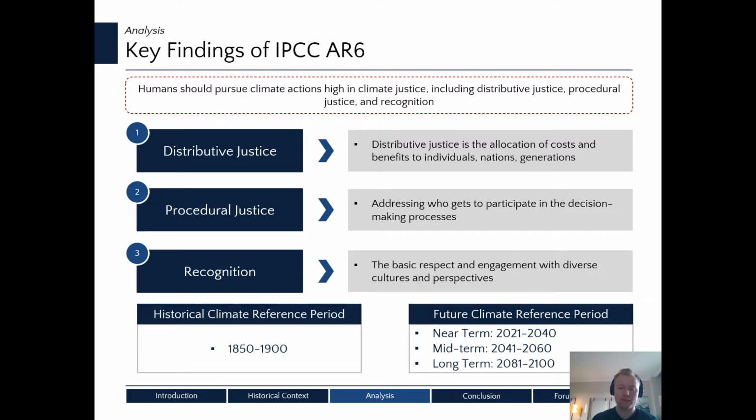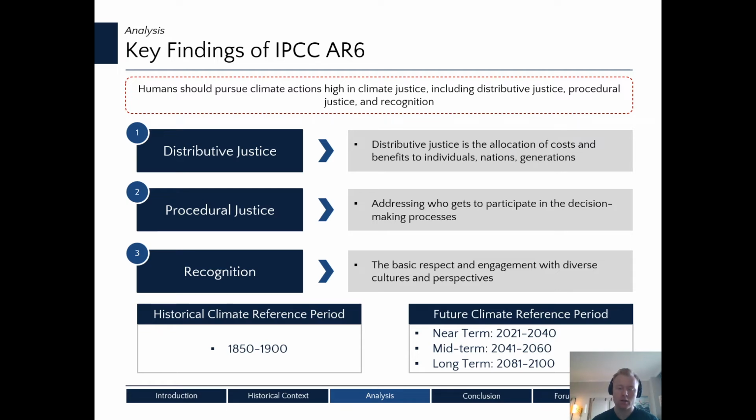We also have several reference periods that are referenced throughout the IPCC. The first is the historical climate reference period. This is from 1850 to 1900, so before climate change really occurred, before the industrial era. And then we also have future climate reference periods, and this is the near term, midterm, and long term. The near term is 2021 to 2040, and that's where we're really trying to keep below 1.5 degrees.